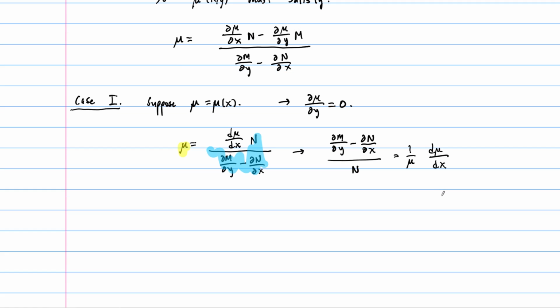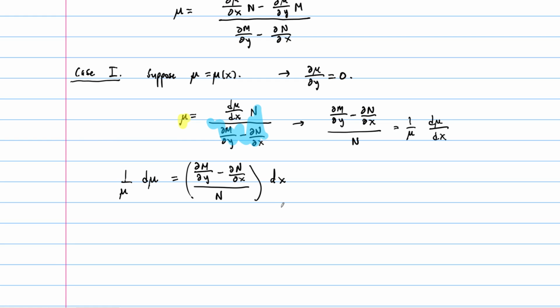And so at this point, you can see that this is now a differential equation for mu. It is separable, right? So we can separate this, and solving this, I'll write it in two steps, 1 over mu d mu is going to equal, again, this ratio, dM/dy minus dN/dx, all over N dx. And then when we integrate, we're going to get a log of mu.